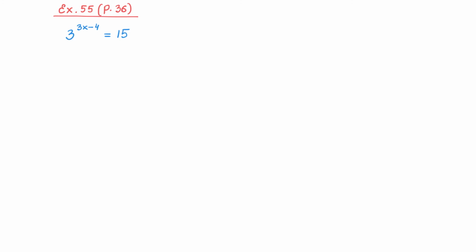Here we have to solve the equation 3 to the power of 3x minus 4 equals 15. This is an exponential equation, and we have to find x. So let's see, 3 to what power gives us 15? If this were the number 9, things would be easier because we would know that 3 to the power of 2 gives us 9. In fact, let me show you how we would solve this equation if the right side were 9. So we would have 3 to the power of 3x minus 4 equals 9.